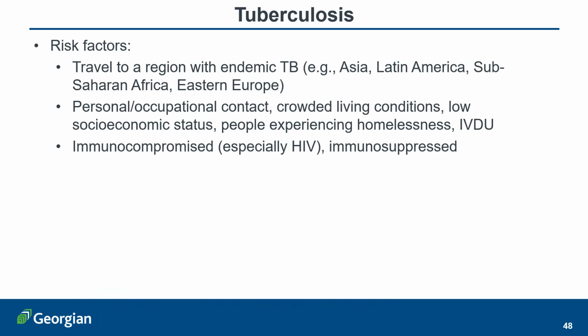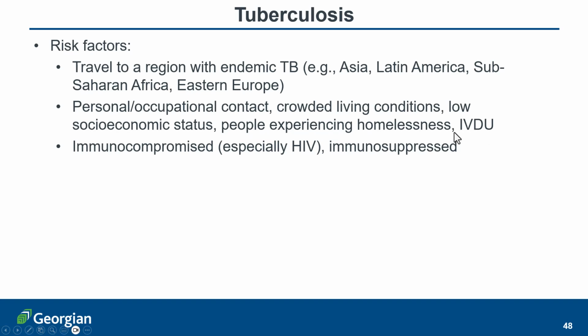What are the risk factors for infection with the Mycobacterium tuberculosis bacteria? Travel to a region that has endemic TB, which is pretty much the entire world, especially the Eastern Hemisphere, Asia, Latin America, Sub-Saharan Africa, Eastern Europe. So that's a large swath of the world that is infected, at least with latent tuberculosis. If you have personal occupational contact, for example, as a nurse, then yes, you also have a risk factor for contracting tuberculosis. Individuals living in very crowded conditions, for example, those that are unhoused and living in shelters, or individuals with low socioeconomic status, that's all surrogates for individuals experiencing extreme poverty and are unhoused.